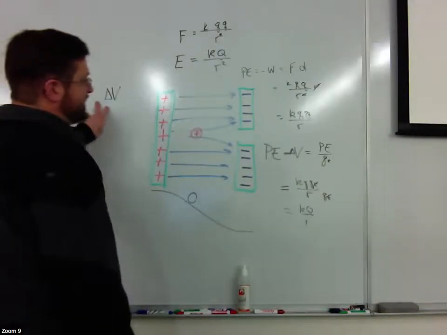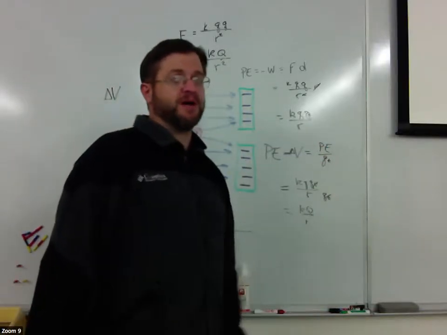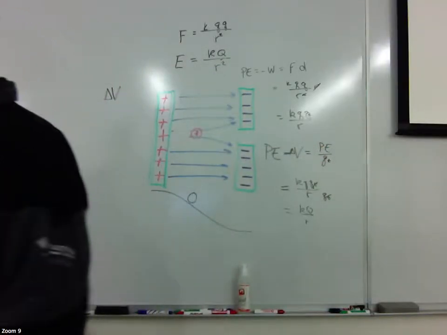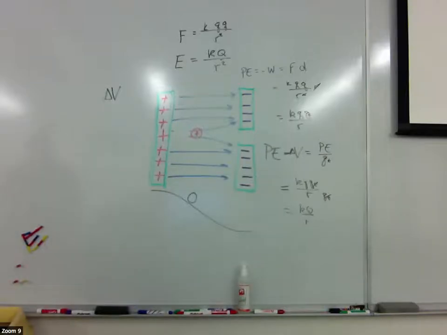Since delta V is equal to the potential energy divided by the charge, if you want to know the potential energy of a charge in a field, then you take the voltage and you multiply it by the charge that you put in that field, and you'll get the potential energy that charge would feel in that field. So once you figure out the voltage, you can figure out the potential energy of any charge in that field at that point in space.